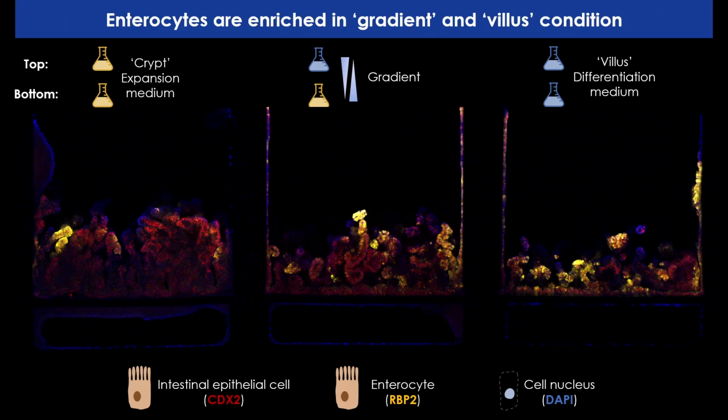And here I show enterocytes, so the cells that are responsible for digestion, in yellow. A few more of these cells are already present in the crypt medium, but we can further enrich these enterocytes in the gradient and the villus medium.